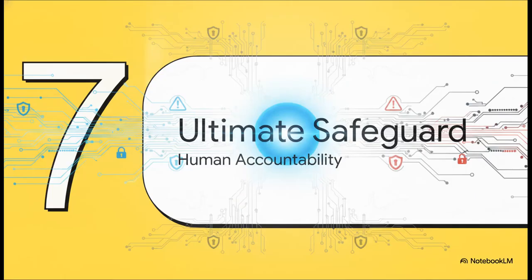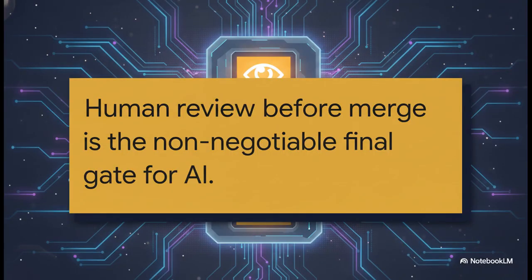Section 7. The Ultimate Safeguard. We've covered massive productivity gains and some pretty sobering security risks today, but synthesizing all of this gives us one defining operational mandate: absolute human accountability. Despite the incredible power of custom agents, skill procedures, and MCP integrations, human review before merge remains your non-negotiable final gate. AI is a brilliant co-creator, for sure, but it is not a substitute for human engineering judgment.